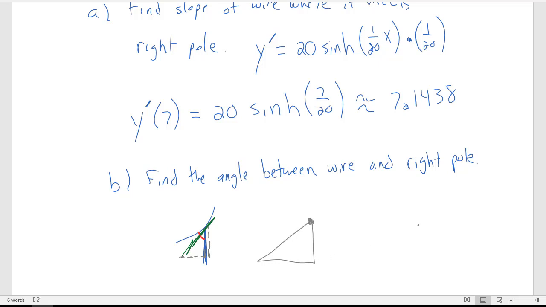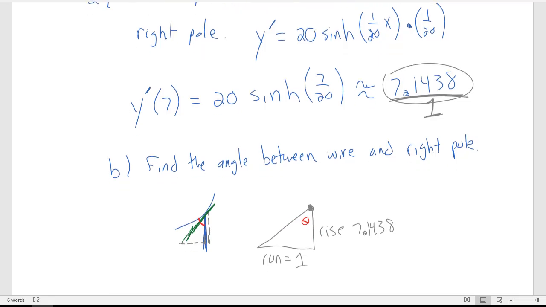And so we just talked about the slope of that line is 7.1438. So if I think about rise over run, I could think of this as the fraction over 1. So my run is 1 and my rise is 7.1438. And the angle that I'm looking for is this guy right here, the angle between the wire and the pole.